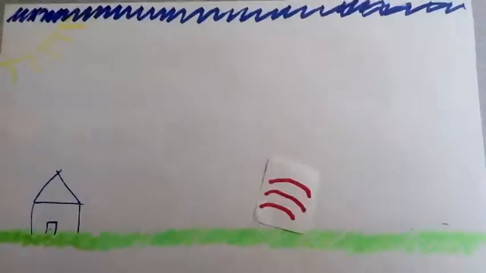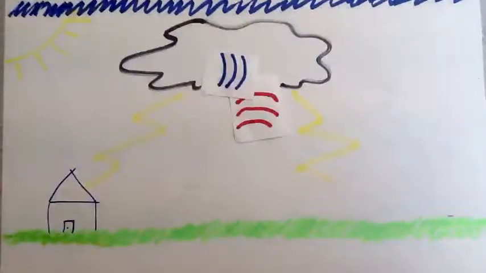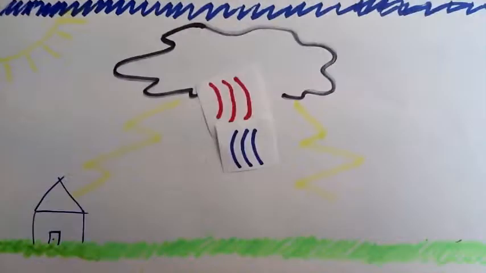A tornado is formed when a warm front rises from the earth and gets trapped under a cold front. They begin to swirl, and this creates a tornado.